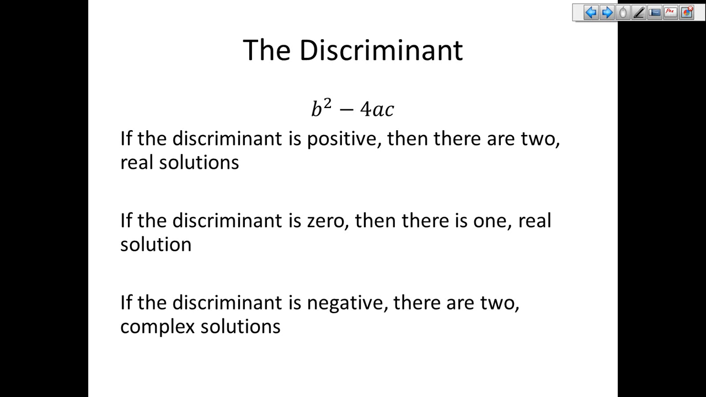If the discriminant is negative, then you're trying to take the square root of a negative. That means that you're going to have complex solutions. And there's always two complex solutions. Okay? With real solutions, there's the possibility of having two or one real solutions. With complex solutions, they only come in pairs. They only come in groups of two.